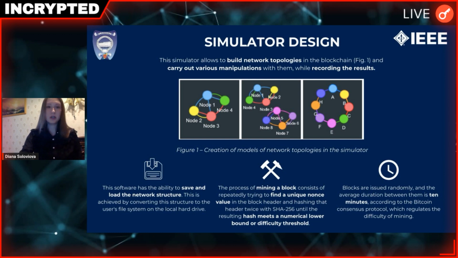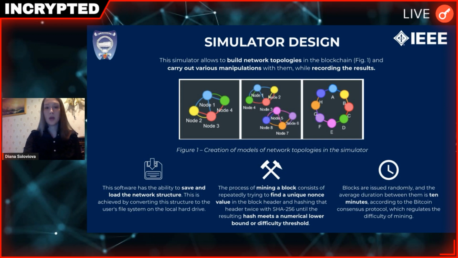So this simulator allows us to build network topologies in the blockchain and carry out various manipulations with them while recording their results. On the figure, we see the creation of models of network topologies in the simulator. This software has the ability to save and to load the network structure. This is achieved by saving the structure to the user's file system on the local hard drive.